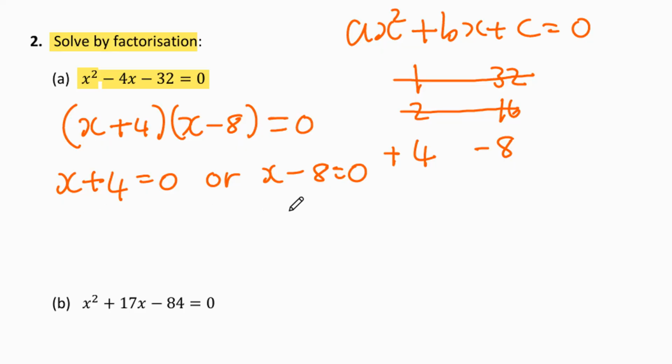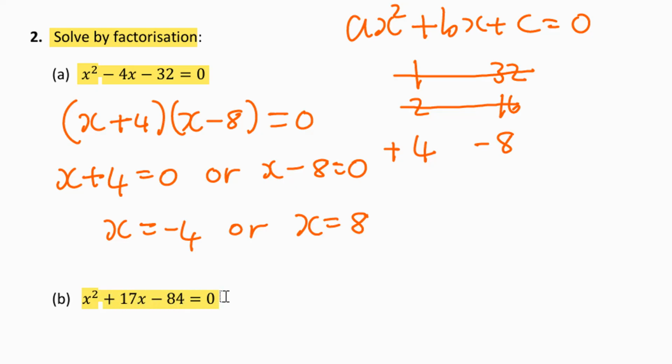And now we simply solve for x in each of these two equations. So here we can take the 4 to the right hand side, it becomes negative. And in this equation, we can take the negative 8 to the right hand side, and it becomes positive.